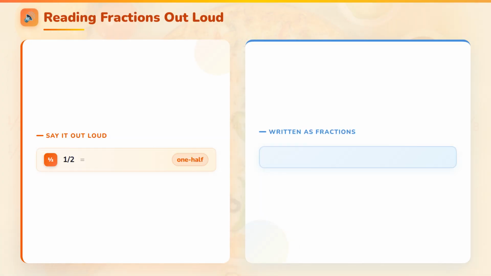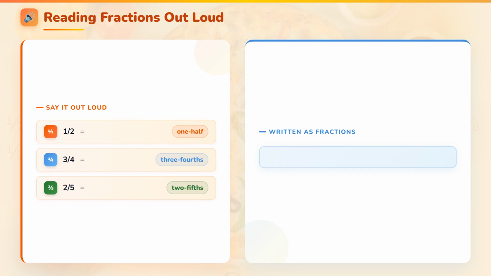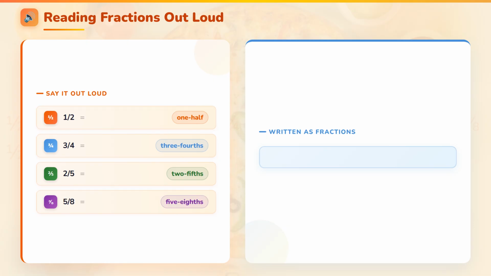Let's talk about how to say fractions out loud because this trips a lot of people up. The numerator gets a regular number name. The denominator gets a special position name, like half, third, fourth, fifth, and so on. So 1 over 2 is 1/2. 3 over 4 is 3/4. 2 over 5 is 2/5. And 5 over 8 is 5/8. Neat pattern, right? The denominator always tells you what kind of pieces you have. Parents, this is a great one to practice at the dinner table.